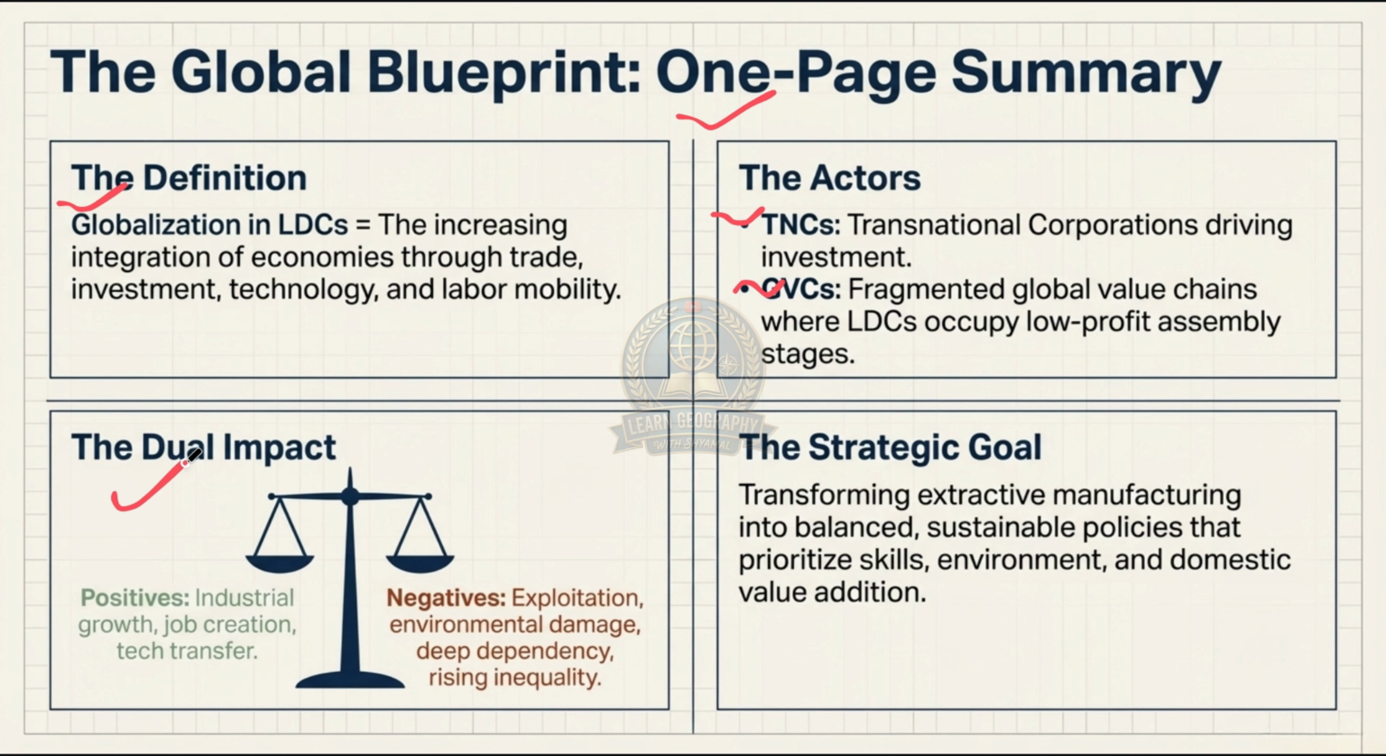The dual impact: positive, industrial growth, job creation and tech transfer; negative, exploitation, environmental damage, deep dependency and rising inequality. And the strategic goal: transforming extractive manufacturing into balanced, sustainable policies that prioritize skills, environment, and domestic value addition.